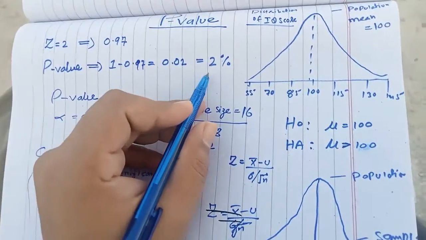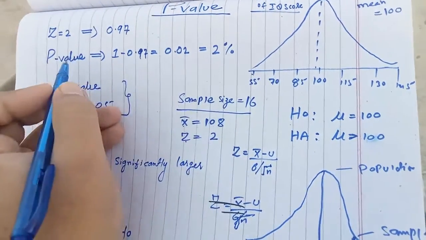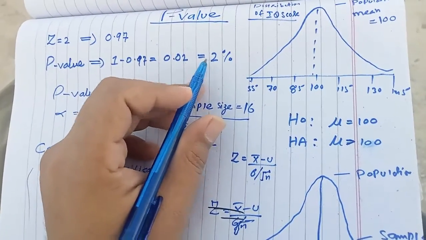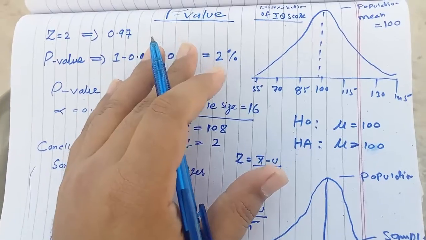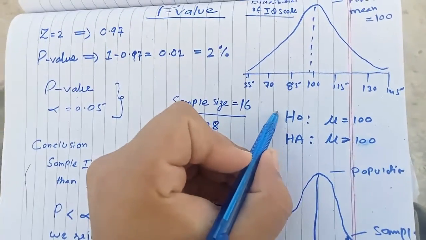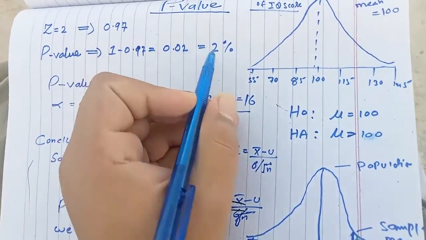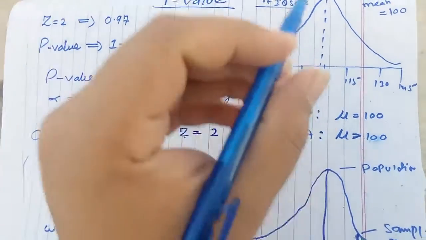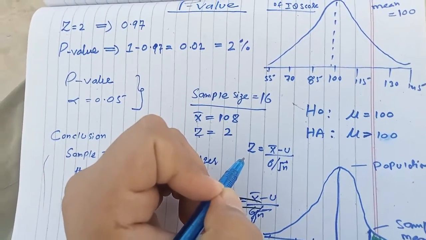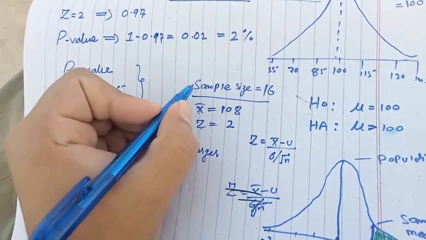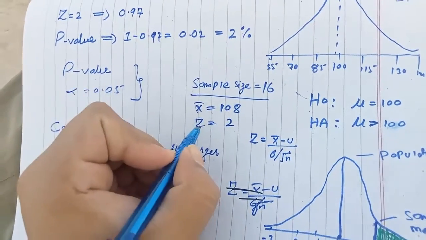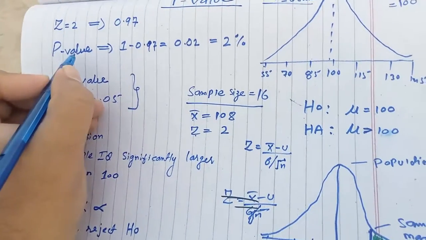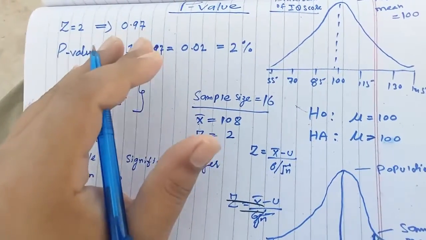Now what is this 2%? It is the p-value. What is 2% saying? It is saying there are only 2% chances that the null hypothesis is true, that the average IQ score of the population is 100. How did we find it? With the help of hypothesis testing, taking the sample and finding the z-test. With the z-test, which is 2, we found the p-value. That is basically what the p-value is.